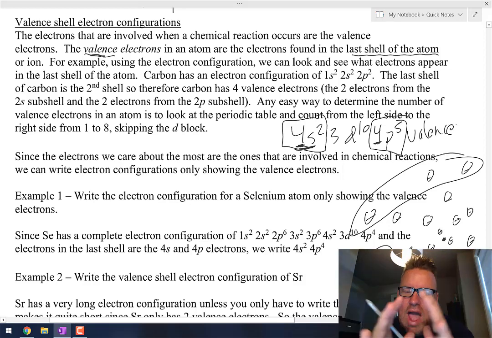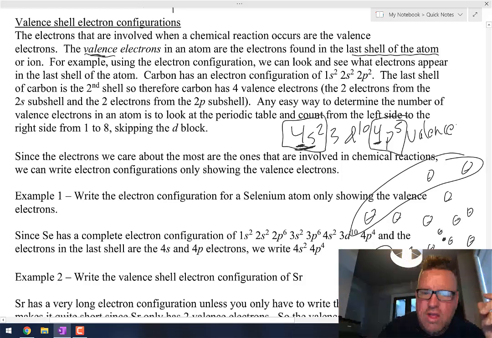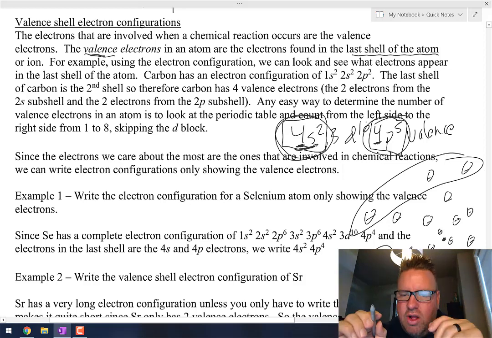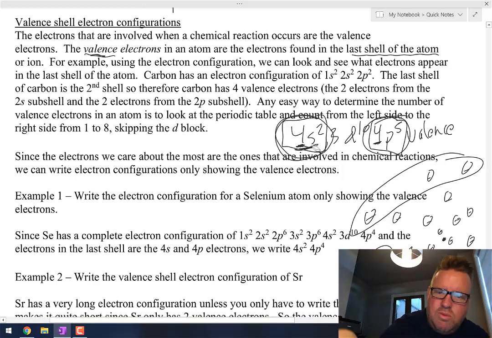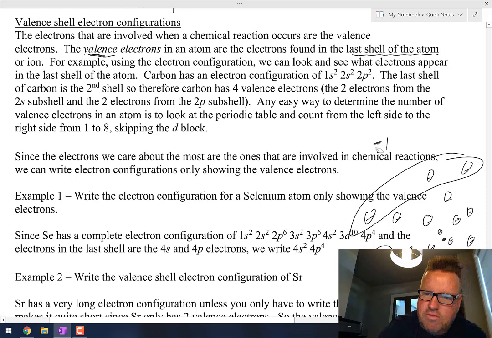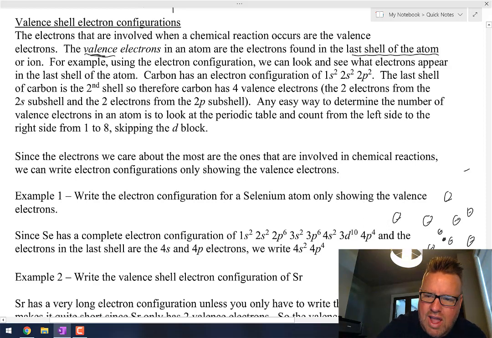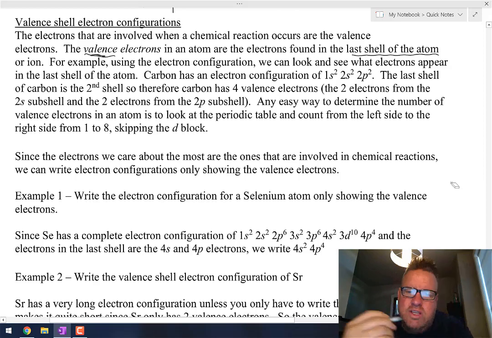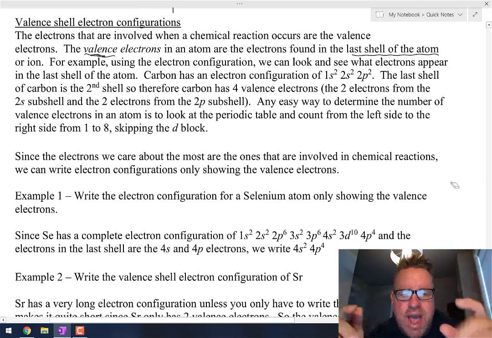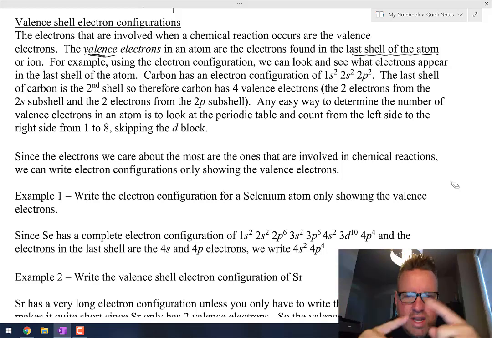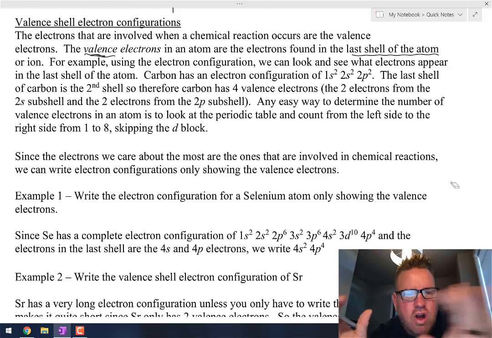The last shell, the very last shell, might just involve electrons in the s subshell, but might also include the s and the p subshell. Those are the valence electrons. And we're going to see some more of that in just a minute. So the electrons that are in the last shell, those are the valence electrons. The reason we care about those is because, again, when chemical reactions happen, the electrons that get affected and changed are the ones that are the farthest from the nucleus.